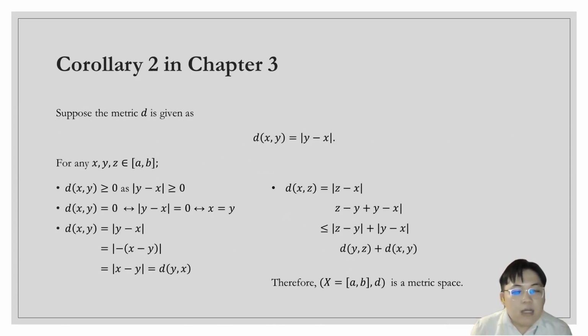Then suppose we have a metric d given by d(x,y) equals modulus of y minus x. So for any x, y, z belonging to the closed interval [a,b], we can show that d(x,y) is greater than or equal to 0, d(x,y) equals 0 if and only if x equals y, d(x,y) equals d(y,x), and d(x,z) is less than or equal to d(y,z) plus d(x,y). Therefore, X equals the closed interval [a,b] with metric d is a metric space.